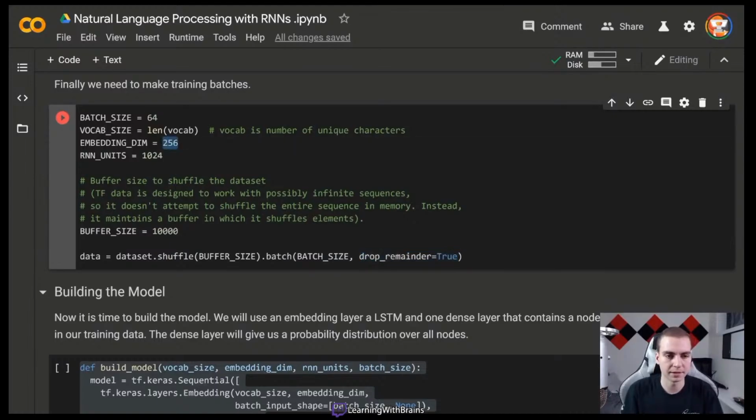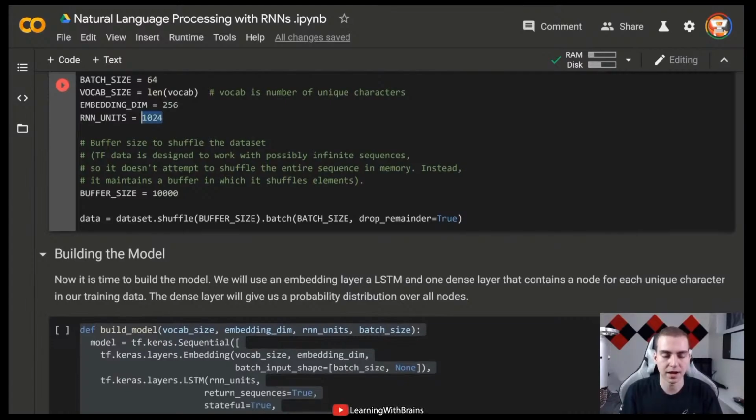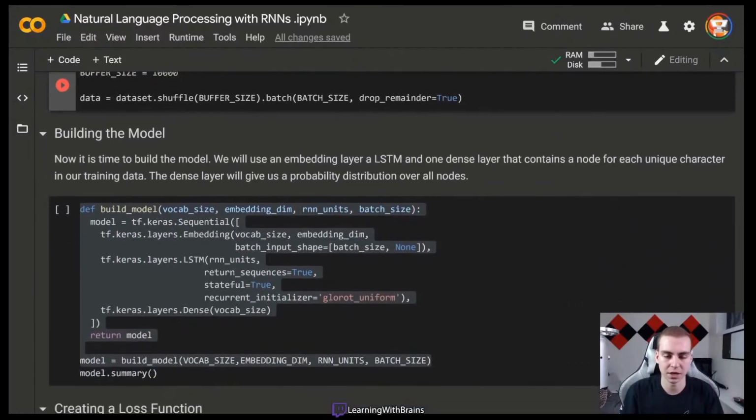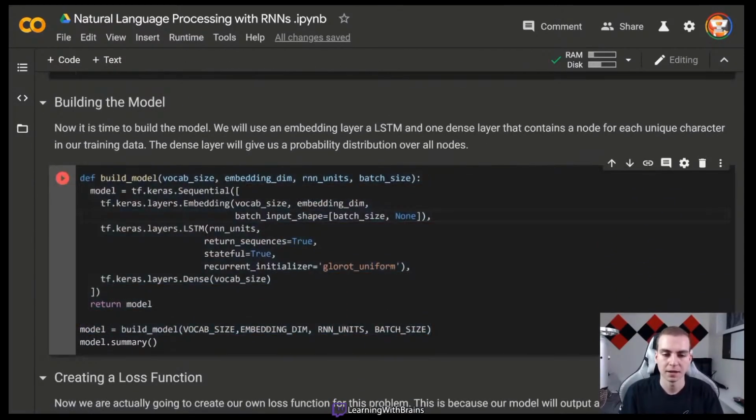We're going to define the embedding dimension, which is essentially how big we want every single vector to represent our words in the embedding layer. And then the RNN units, I won't really discuss what that is right now. I'm just going to omit describing that for right now because I don't want to butcher an explanation. It's not that important. Anyways, okay.